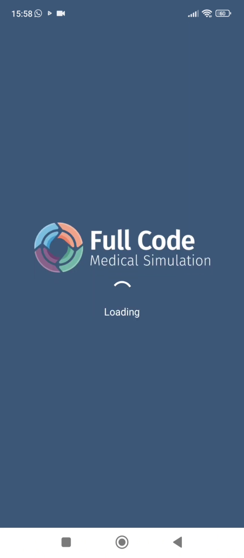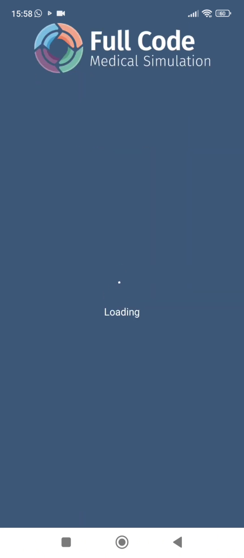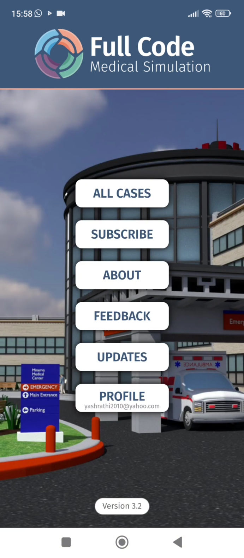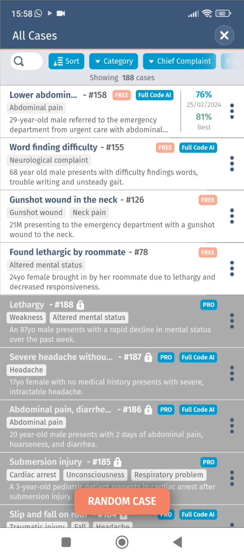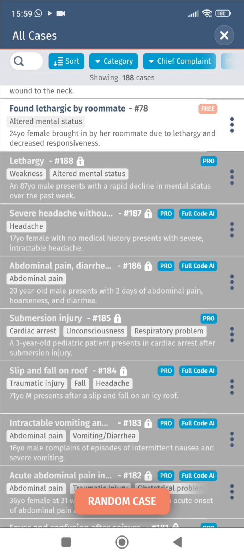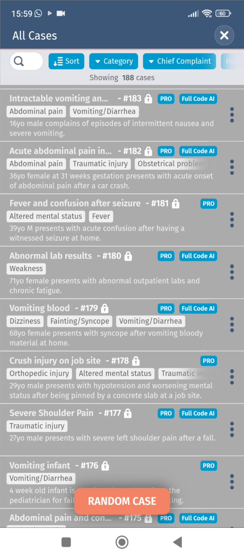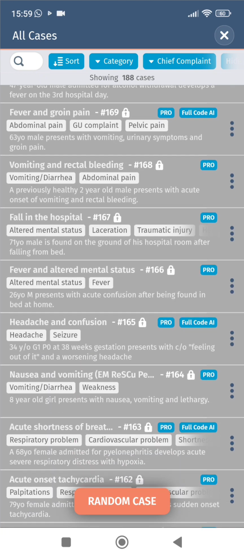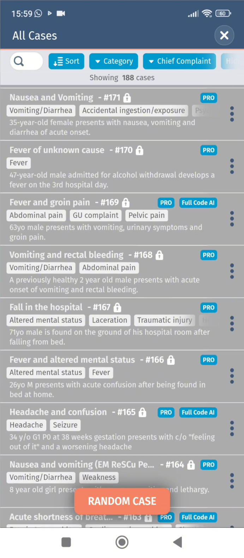The diagnosis is correct, and you see, so you can unlock. This is a full code medical simulation. You will get 188 cases. So the 4 cases are free. The one case which I did, and another case word finding difficulty, gunshot wound in the neck, found lethargic by roommates. These 4 tests are free. For 188 other tests, you have to pay. You have to get a subscription.